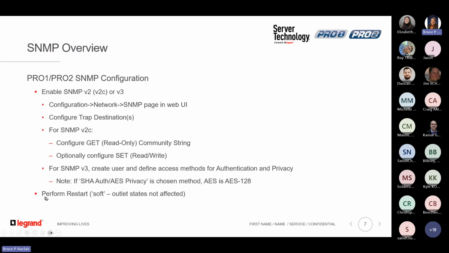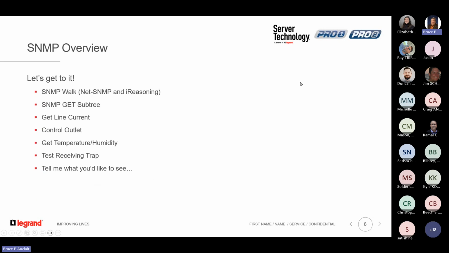And as mentioned, the final step was a restart. In the web GUI, you would go to the Tools menu in the bottom left, use the drop-down, select a standard restart, and click Apply. That takes about 75 seconds to restart, and then you should be able to begin communicating with the PDU by SNMP. All right, so let's get to it. I'm going to start showing you a couple of things that you can do, and then I'll open it up and ask what you'd like to see.